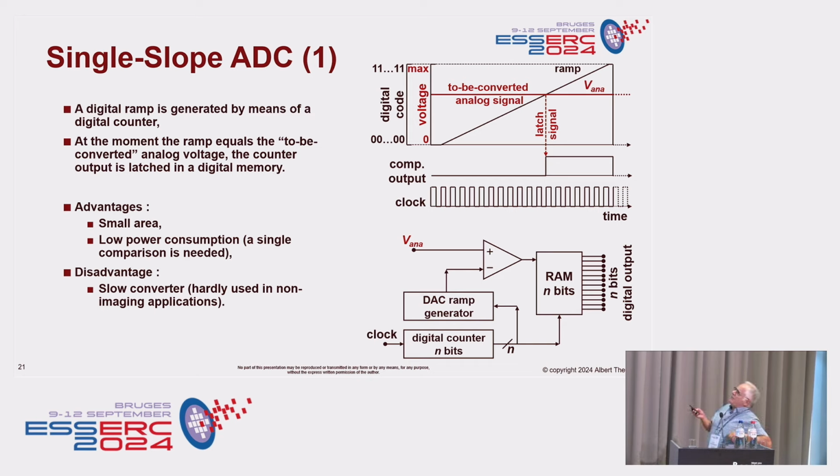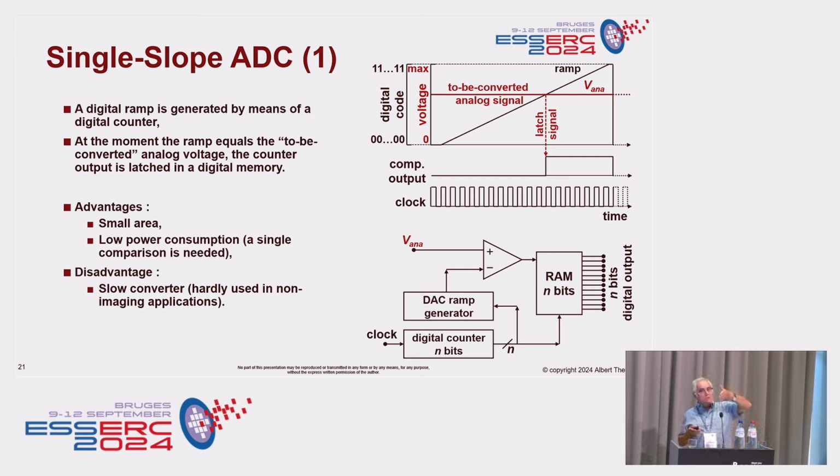It's difficult for me over here. This is the ramp. You see, the ramp is nicely increasing, increasing, increasing. And when the ramp is equal to the analog signal that you would like to convert, then our comparator over here is nicely flipping state, and then you take this digital signal into your RAM, into your memory, and that is how it works.